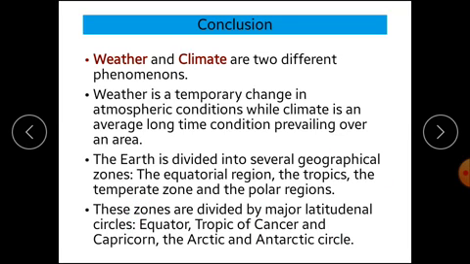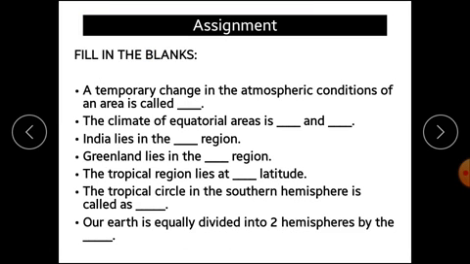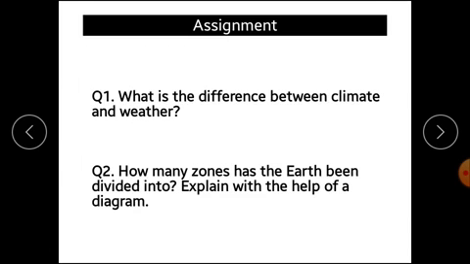Now your assignment: there are some blanks that you have to fill, and you have to copy it in your notebook, in your previous SST notebook if you don't have a new one, and keep it with you. There are two questions: what is the difference between climate and weather, and how many zones has the earth been divided into, and explain with the help of a diagram. You can take help from this video also, and you have to keep these assignments with you because we'll be needing them when the school reopens.